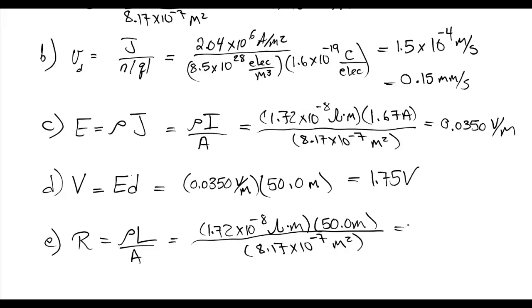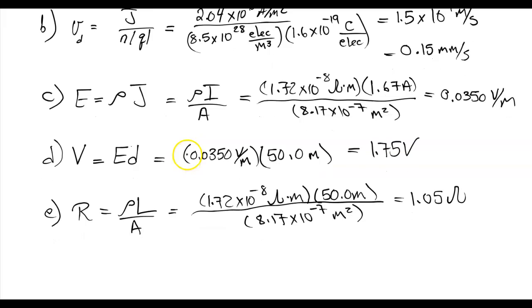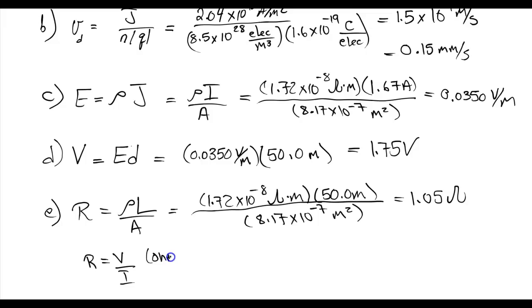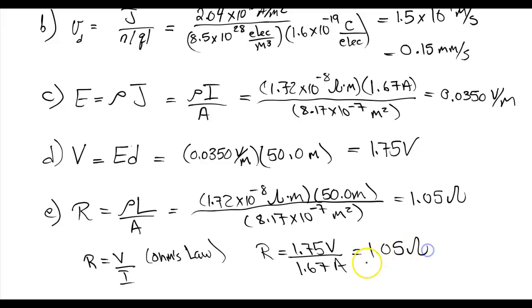This gives us a resistance of 1.05 ohms, or if we remember what Ohm's law says, we know that R equals V over I from Ohm's law. So we can say that R equals the voltage, which is 1.75 volts, divided by the current, which is 1.67 amps, which also gives us 1.05 ohms. So either way, we get the same answer.